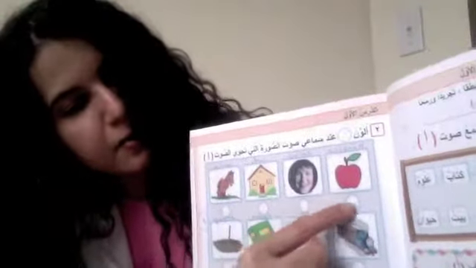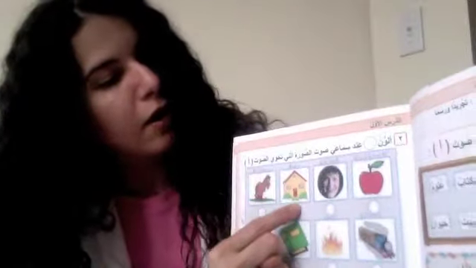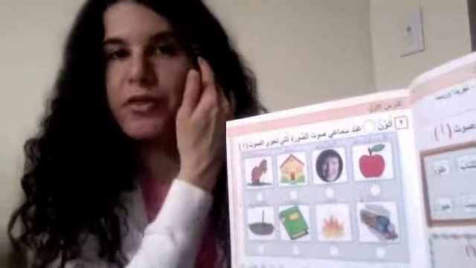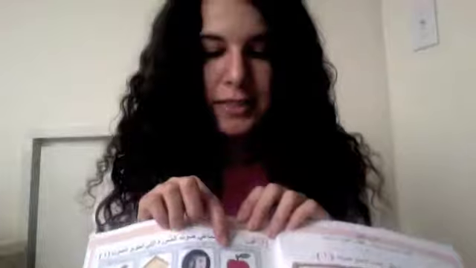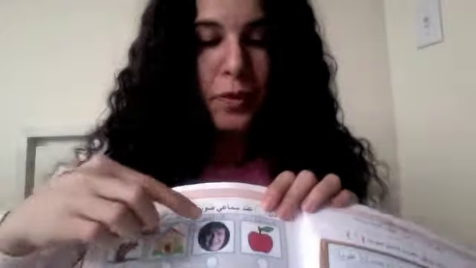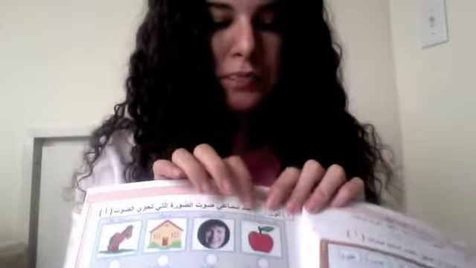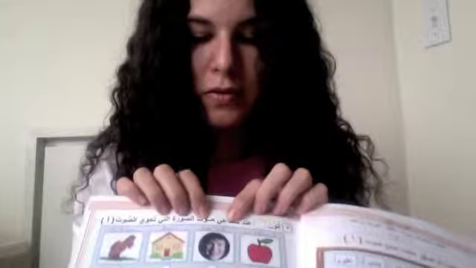Basically, we're just shading in the circles underneath every picture that has the sound alif in it. So I'm going to say what these words are and see if you can hear the alif in each one of them and shade in the circle or color in the circle when you hear the alif sound. So starting with the apple, tufah, tufah. The boy is walad, walad.